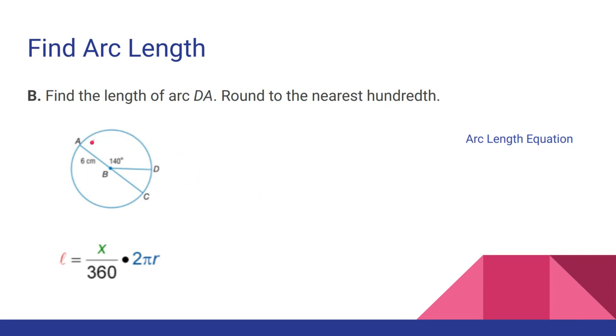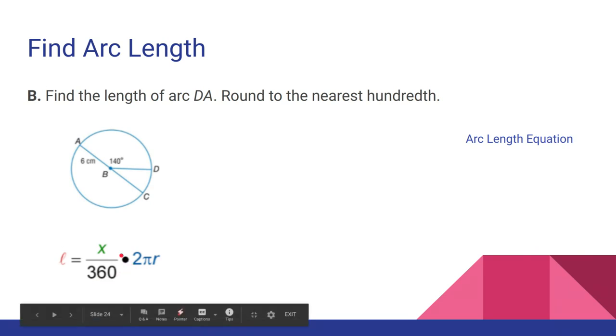This time we have a radius of 6, an angle measure of 140, and our arc length is DA. So we're no longer looking for the measure of the arc, we're looking for the length of the arc, which is why we need this formula. So we're looking for the length of DA. So the measure of DA is 140 degrees, but the length of it's going to be a different number. So we're going to use this equation again.